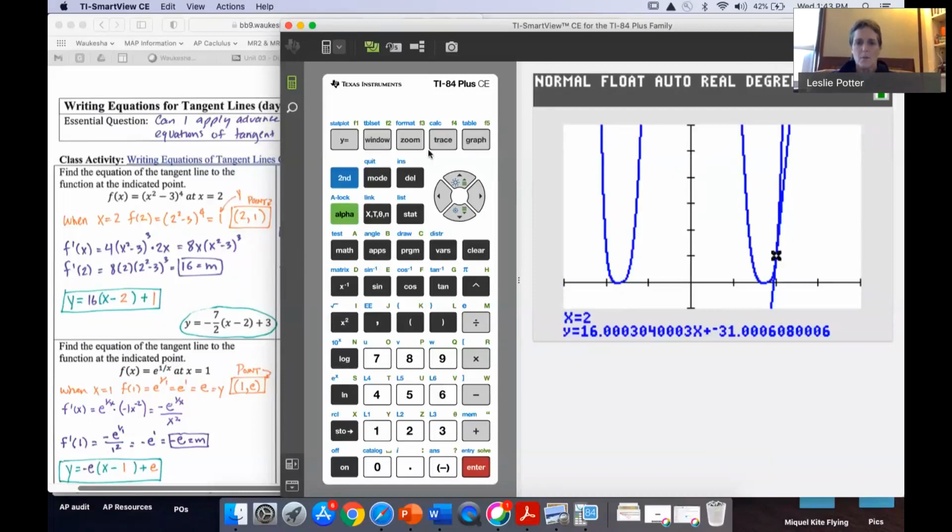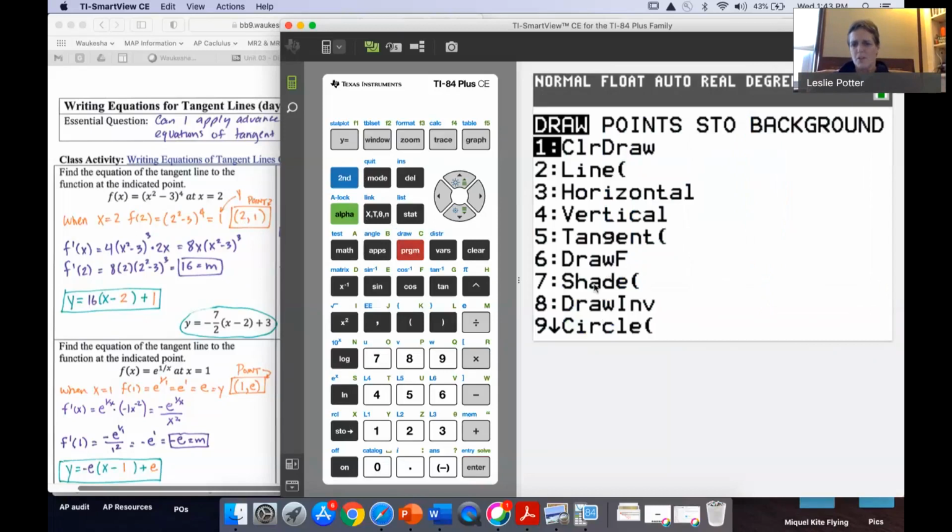One last thing before we go, and that is this. This tangent line was drawn, right? We used the draw function. It's not geometry, and it's not algebra. It's not a function in there that we can manipulate. It's literally drawn in. If you notice this draw feature, you can draw a whole bunch of things. You can shade, and there's more. You can draw a circle, which isn't a function at all.